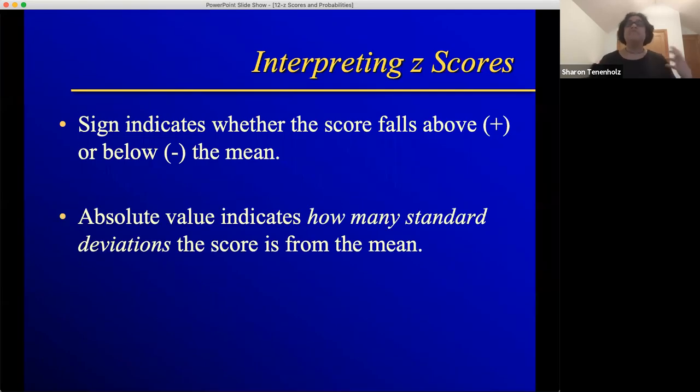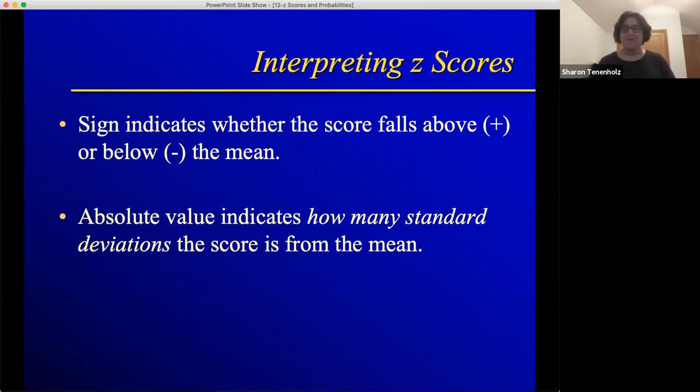And then the absolute value of the z-score indicates how many standard deviations the score is from the mean. So if the absolute value is larger, then the score is farther from the mean. If the absolute value is quite small, that means the score is fairly close to the mean.